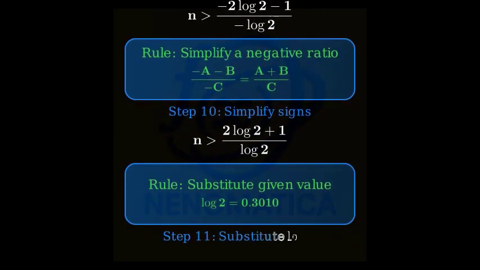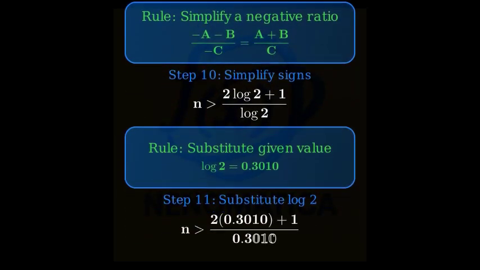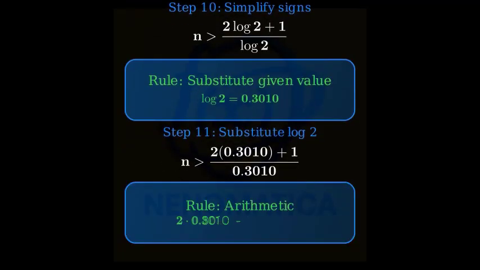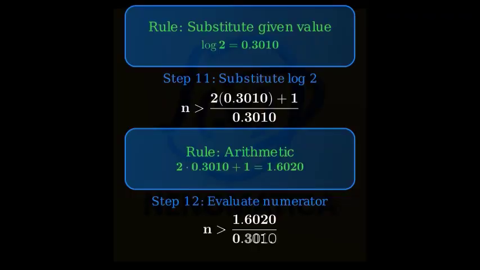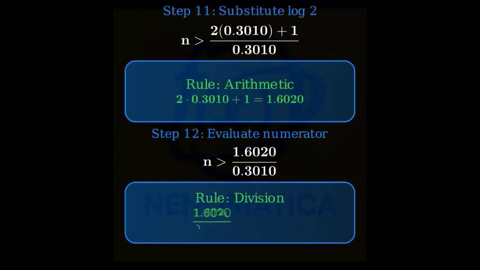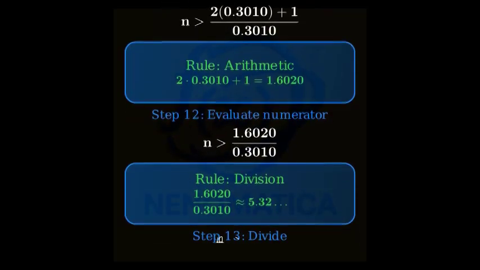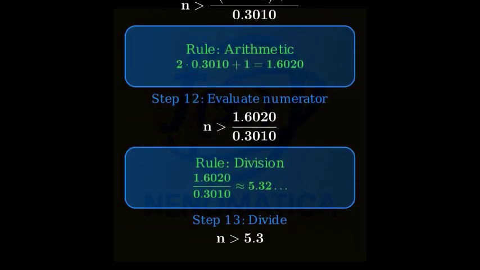Log 2 equals 0.3010. Step 12. Compute the numerator. 2 times 0.3010 plus 1 equals 1.6020. Step 13. Perform the division to get approximately 5.32, which the source rounds to 5.3.